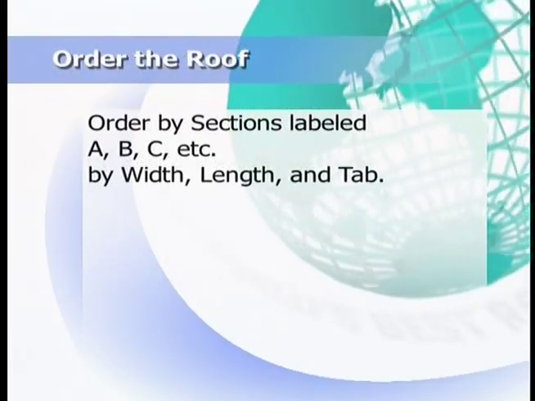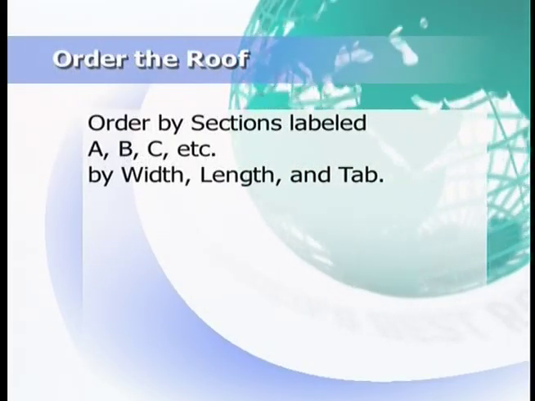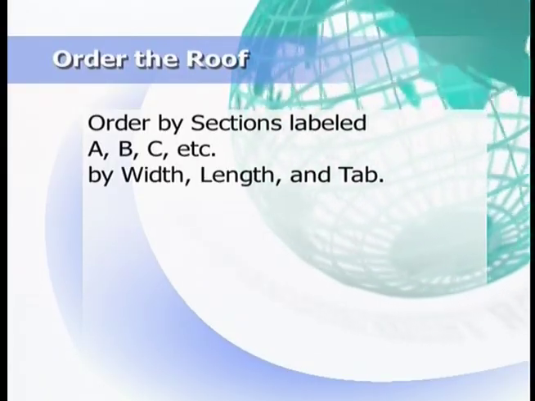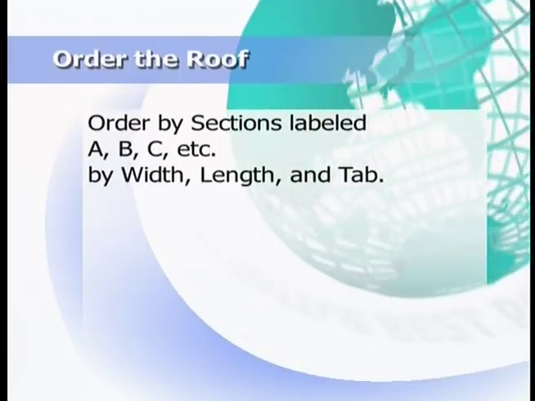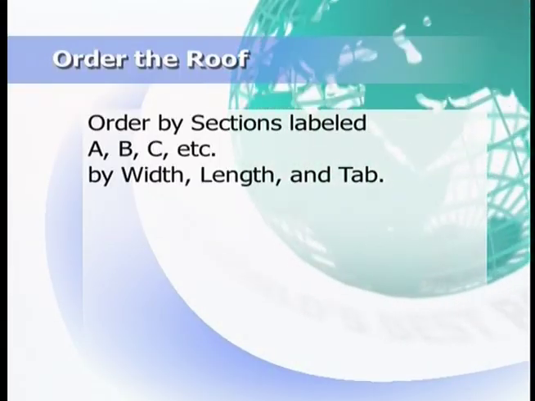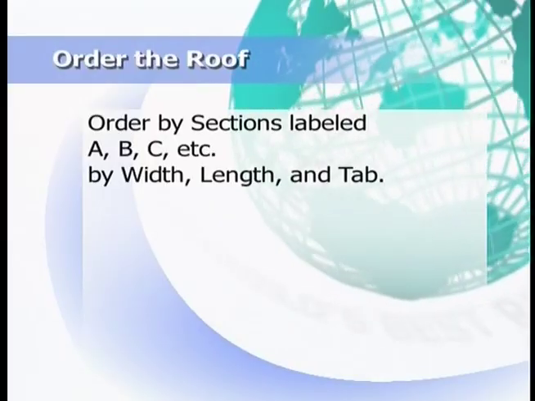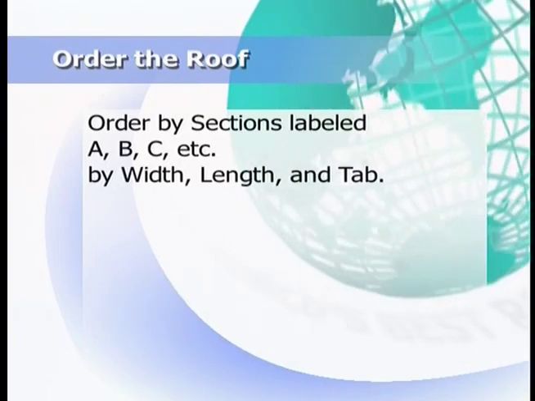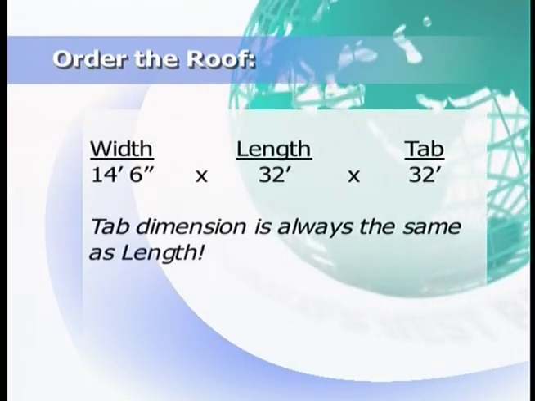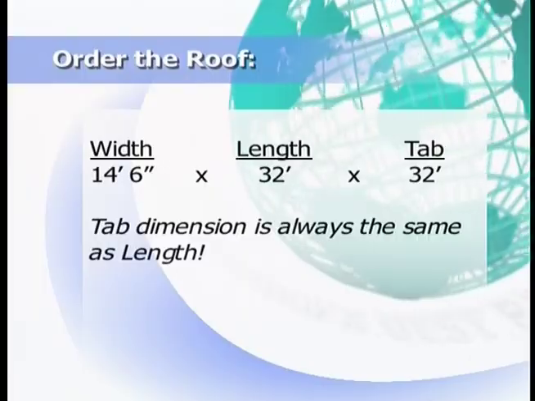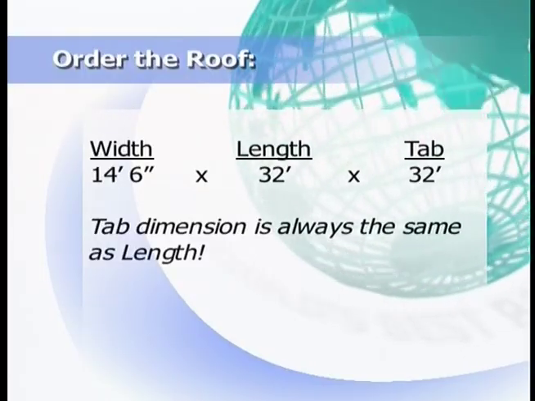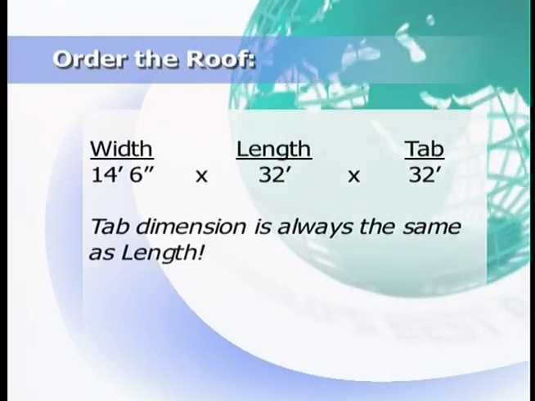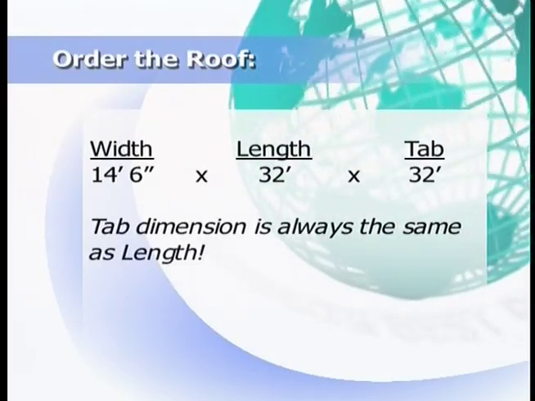You will always order the Duro-Last roofing system by roof sections labeled Section A, Section B, Section C, and so on. Each roof section has three components: width, length, and tab direction. Width and length indicate overall roof dimensions. The term tab defines on which dimension the fastening tab will be manufactured into the sheet. For example, if you list components as 14 feet 6 inches by 32 feet, tab 32 feet, then the tab will be built into the 32-foot side of the roof sheet. The tab dimension is always the same as the length.